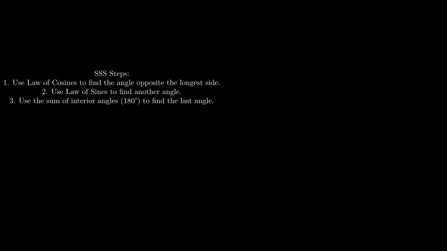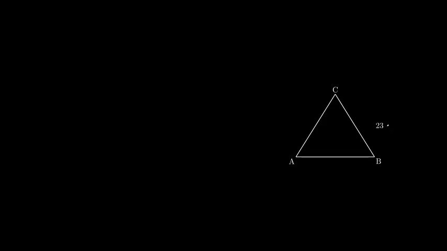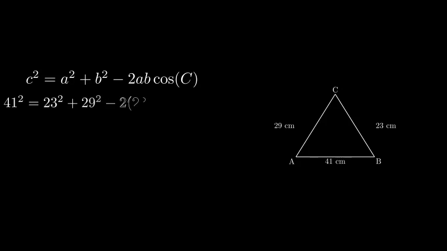Let's work through an example. We have a triangle with sides of 23, 29, and 41 centimeters. Our task is to find all three angles, A, B, and C. According to our plan, we start by finding the angle opposite the longest side. The longest side is C, which is 41 centimeters, so we'll find angle C first. We'll use the law of cosines formula that involves angle C.